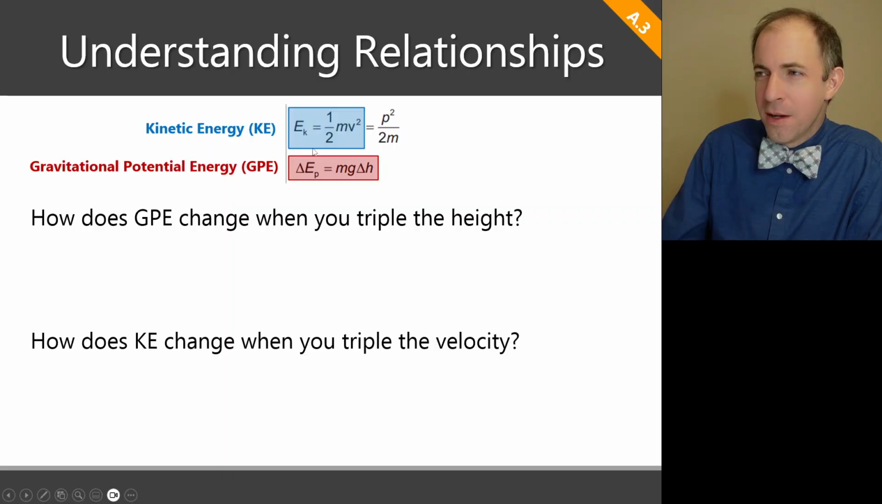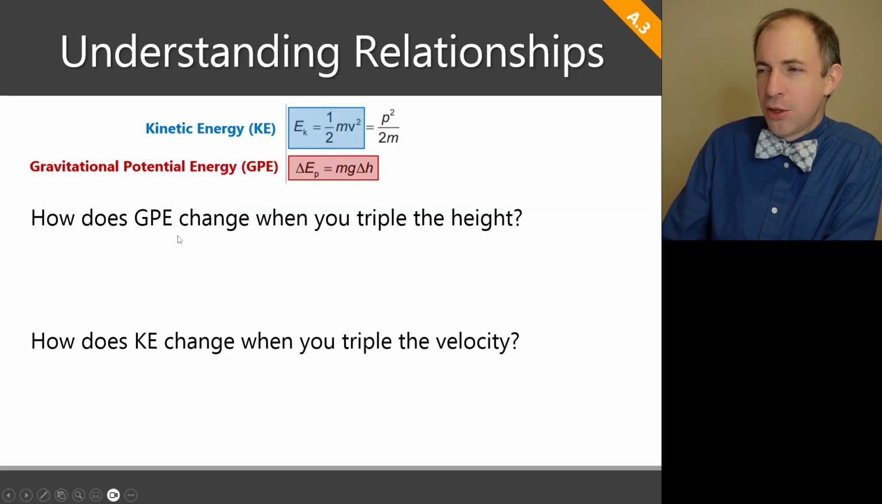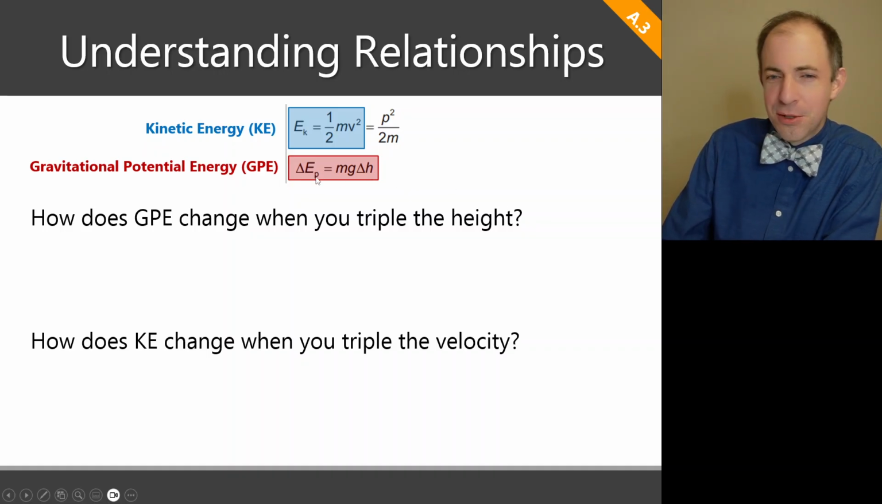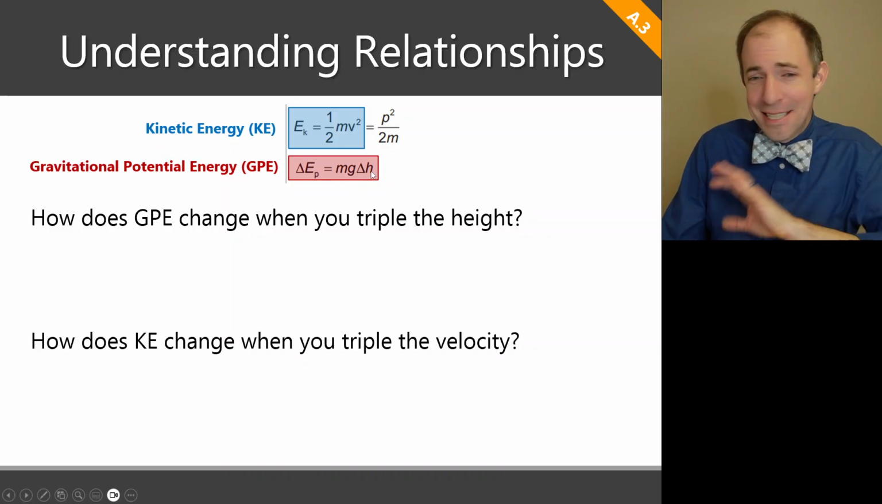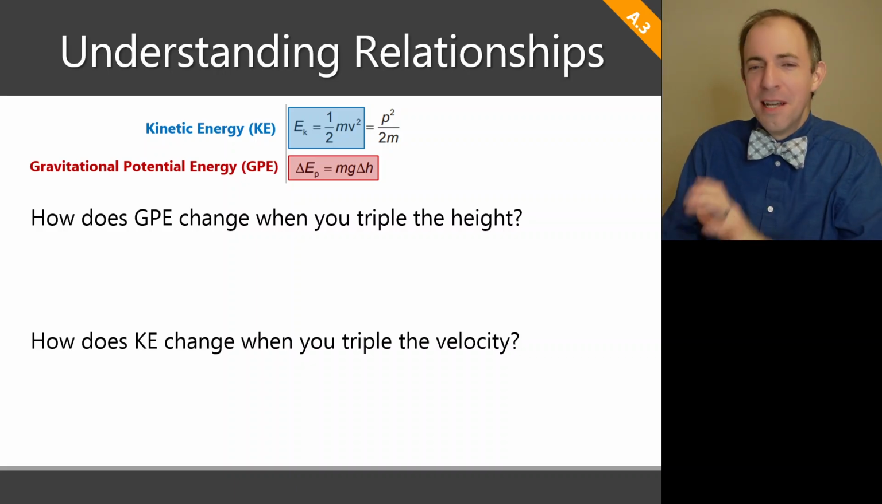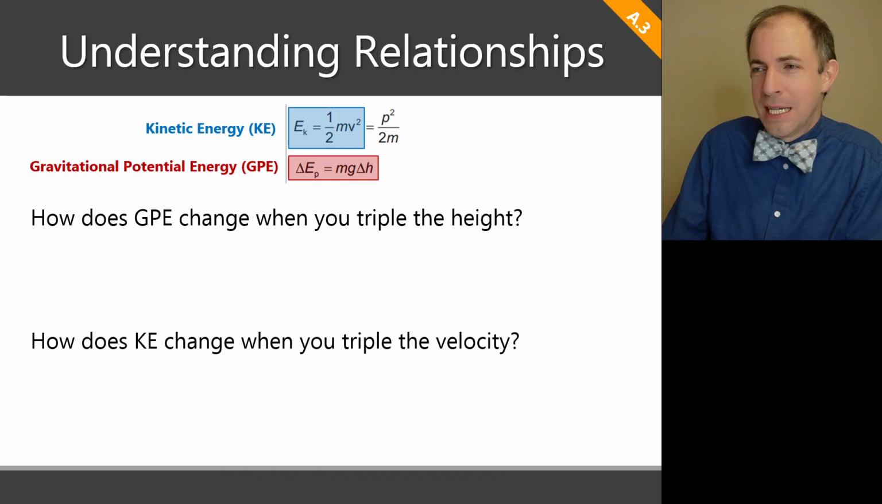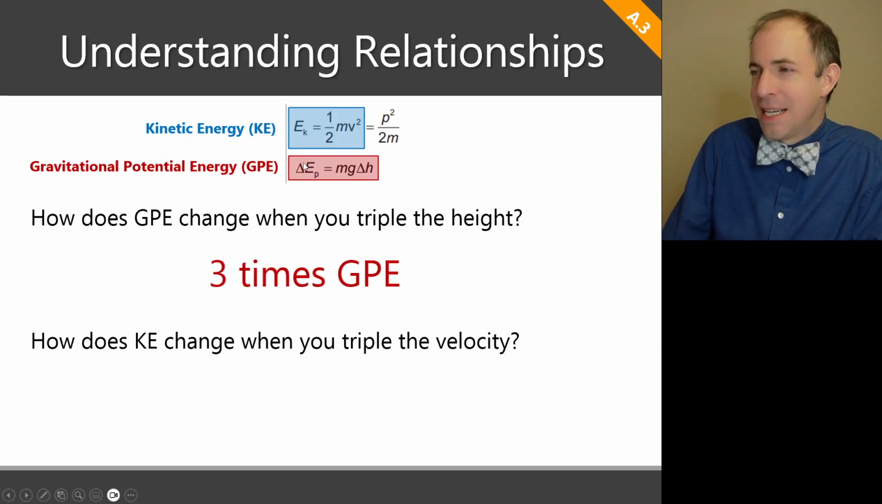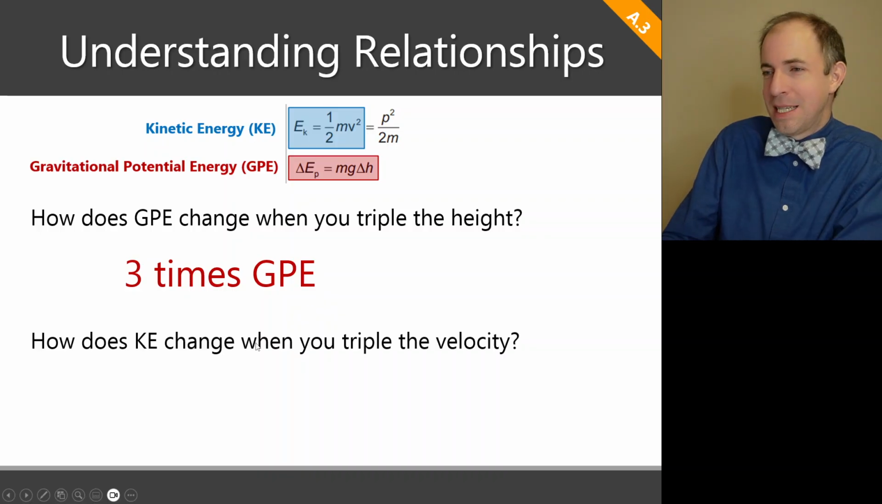If these are our main types of energy that we are looking at today, how does the gravitational potential energy change when you triple the height? Well, if you look at our equation, gravitational potential energy is on one side and mgh is on the other side. Height is all by itself. It's not squared, it's not cubed. Nothing interesting is happening in that fashion. So we say that it's a direct relationship between gravitational potential and the height. So triple the height will give you 3 times the gravitational potential energy.